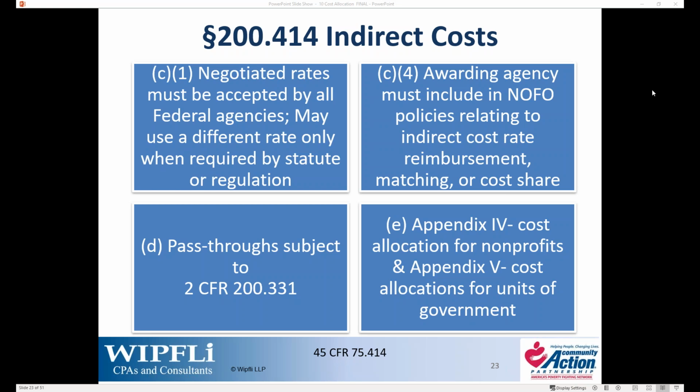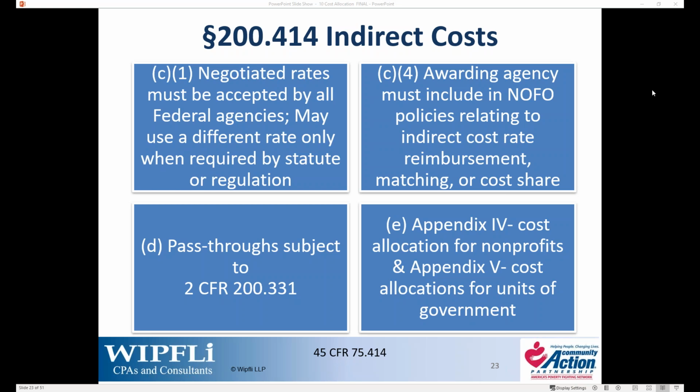Now, this is one of the challenges that organizations have had in the past using an indirect cost rate. They would go through the effort of getting this rate approved, say approved by the Department of Health and Human Services, and they also have Department of Labor money, and the Department of Labor would say, oh, but we don't accept their rate.